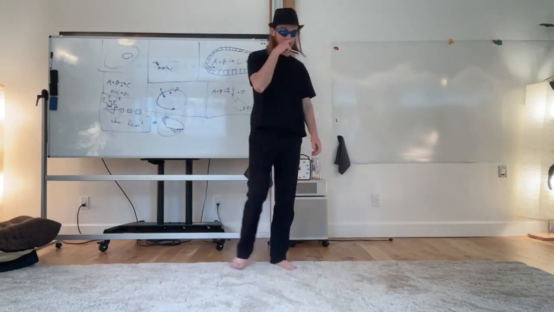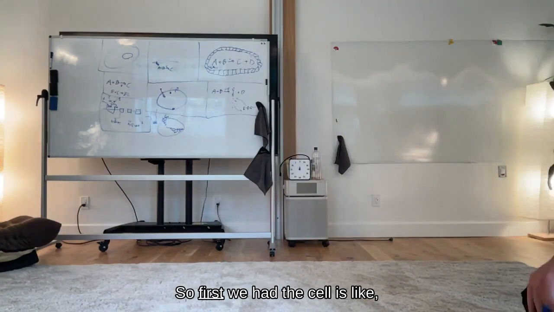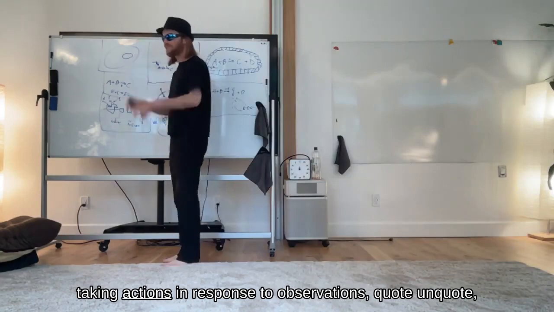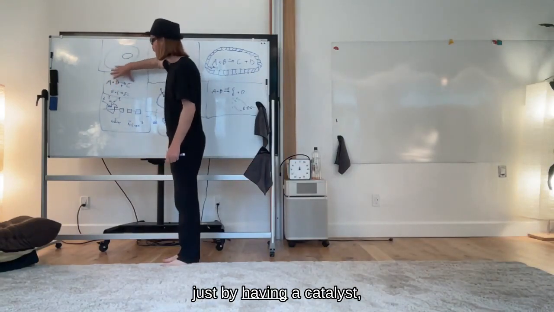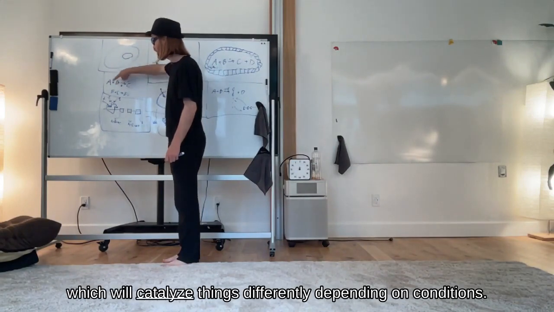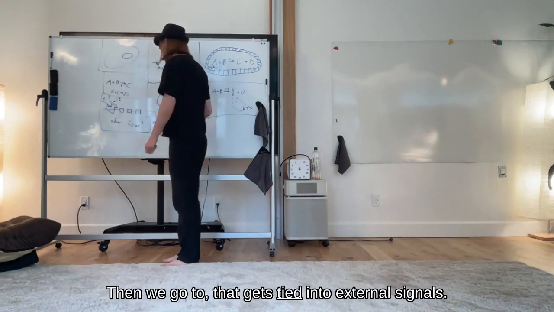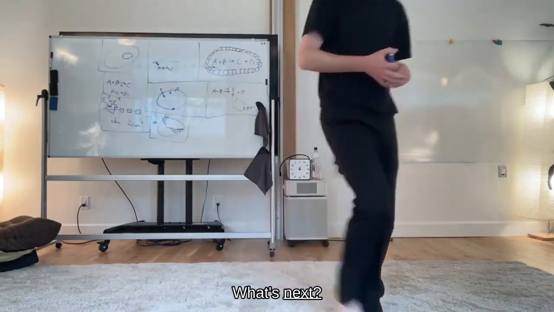Okay. So first we had the cell taking actions in response to observations, quote unquote, just by having catalysts, which will catalyze things differently depending on conditions. Then that gets tied into external signals. What's next?